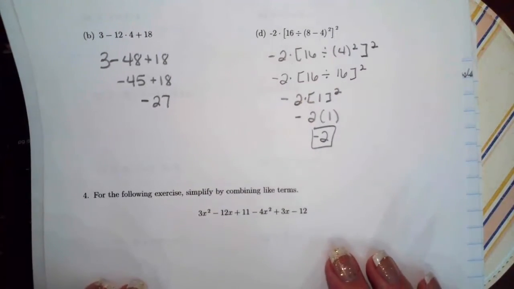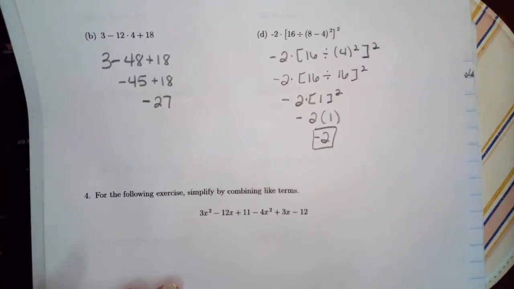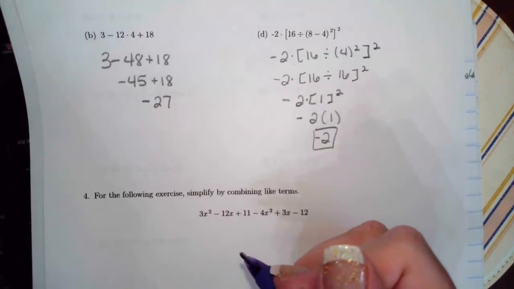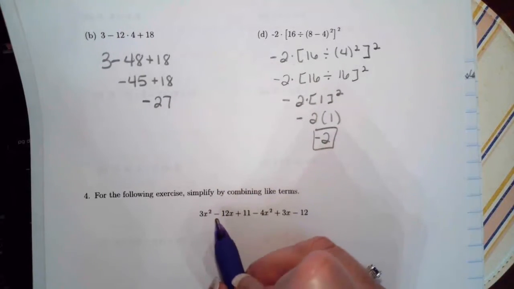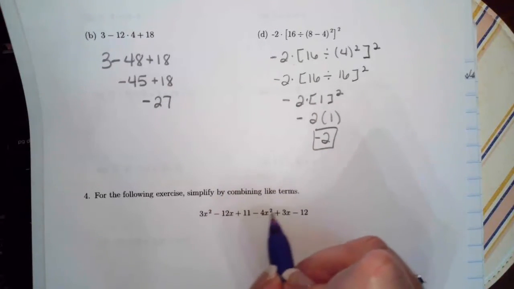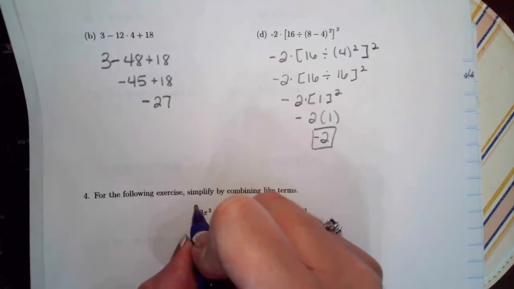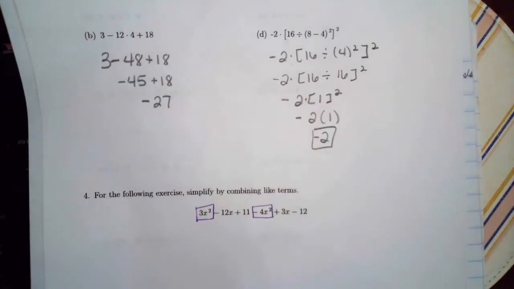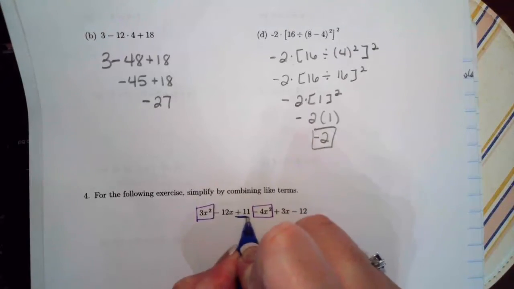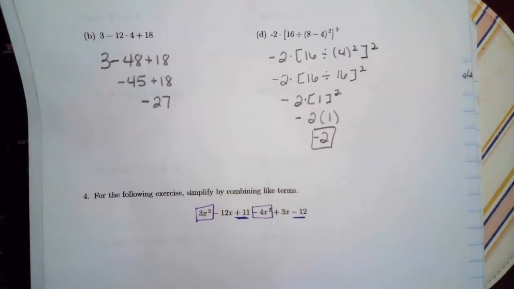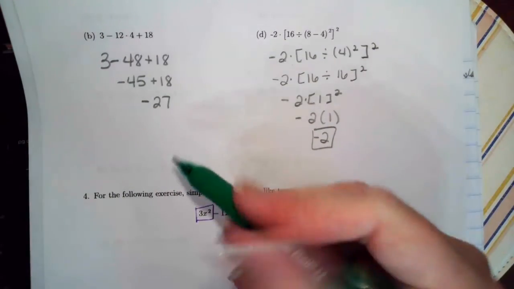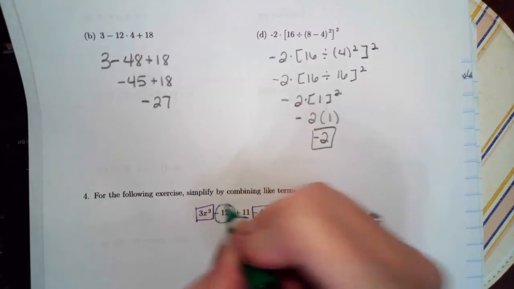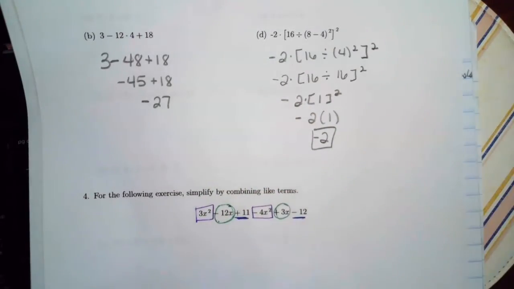So for our last one, what we're going to do is combine like terms. So I'm going to put a box around everything that matches. So I have x squareds here, and I got x squareds there. So I have 3x squareds here, and a negative 4x squareds there. I have constants. I have got a positive 11 and a negative 12. And then for x's, I've got a negative 12x and a positive 3x.